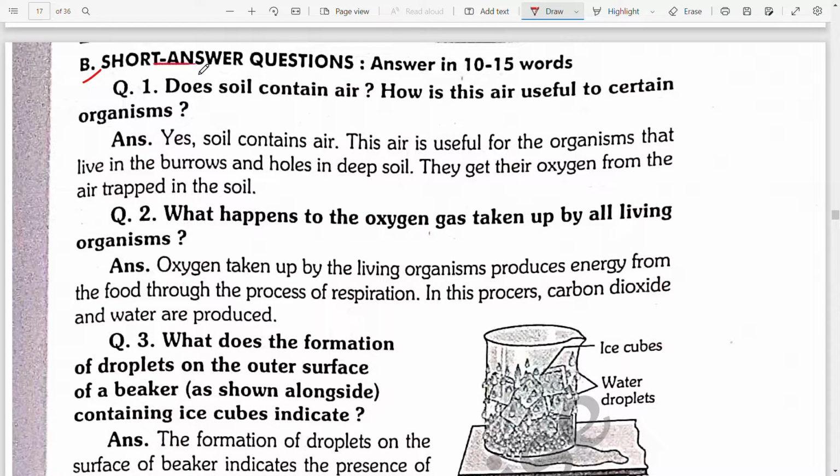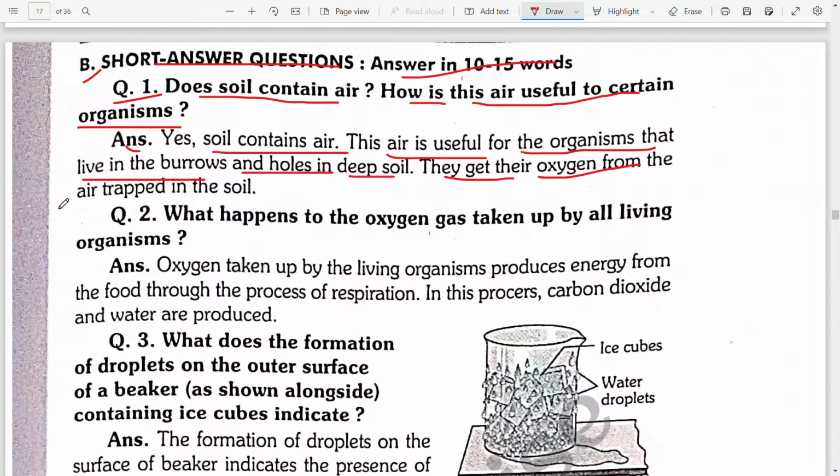B, short answer type questions, answer in 10 to 15 words. Question number 1. Does soil contain air? How is this air useful to certain organisms? Answer. Yes, soil contains air. This air is useful for organisms that live in the burrows and holes in deep soil. They get their oxygen from air trapped in the soil.